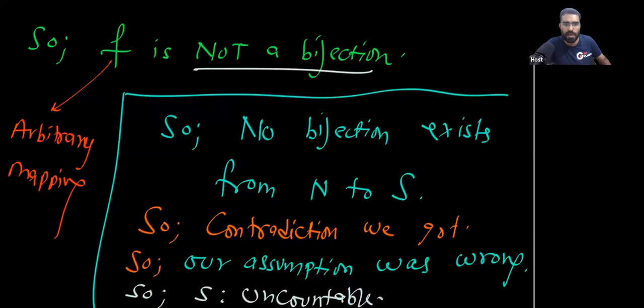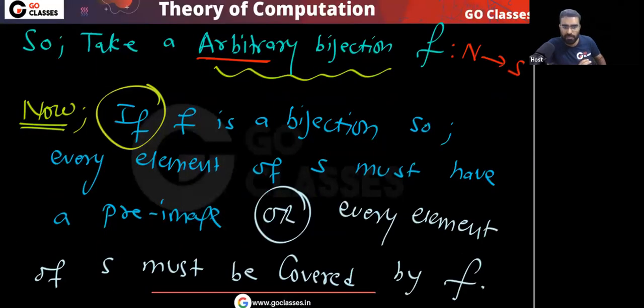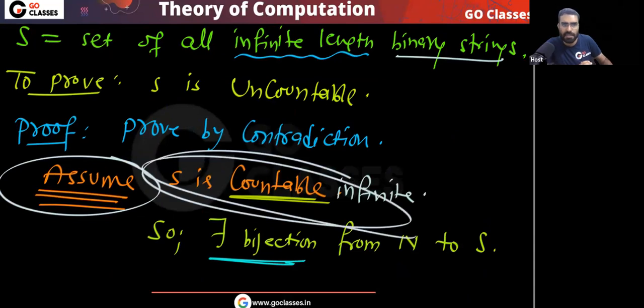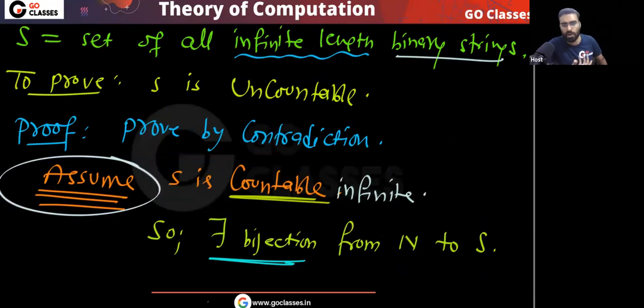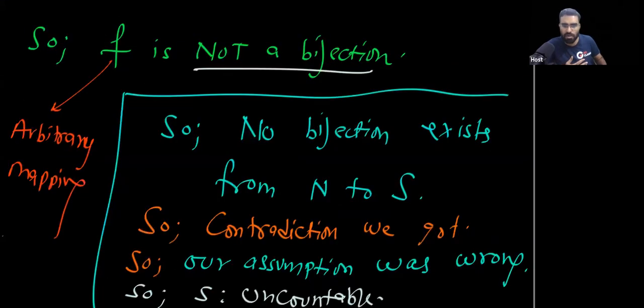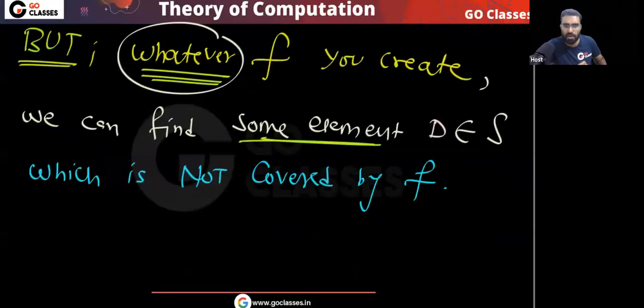We made one assumption, that S is countable, but we got a contradiction. So our assumption is wrong, and S is uncountable. Is this clear? Very simple. So this is the proof that S is uncountable.